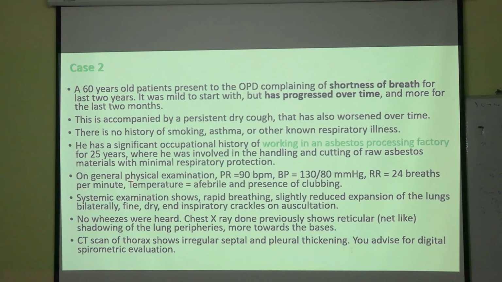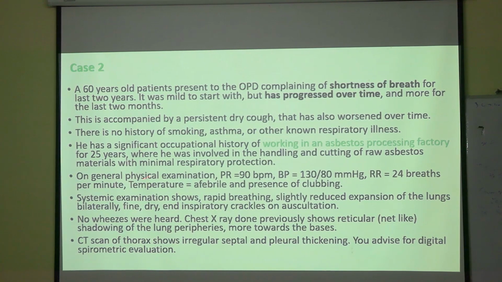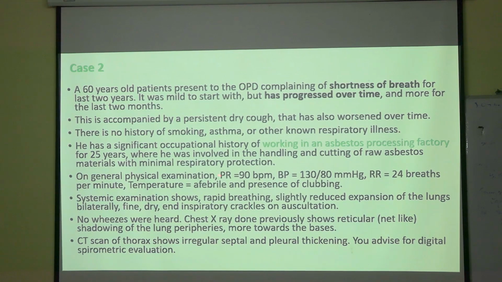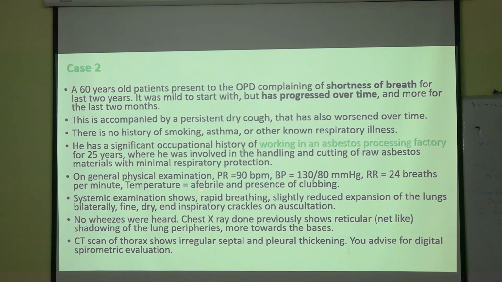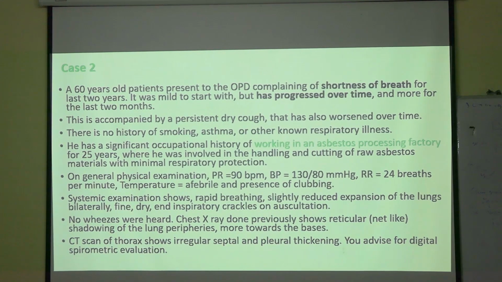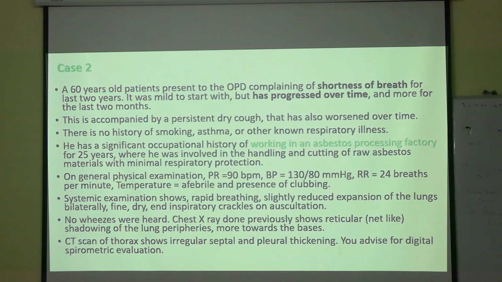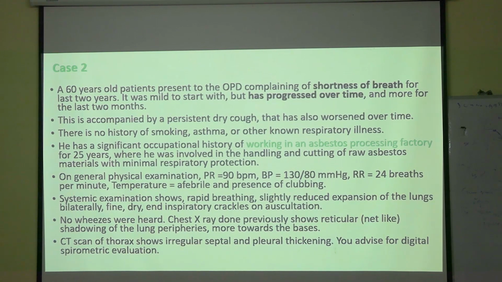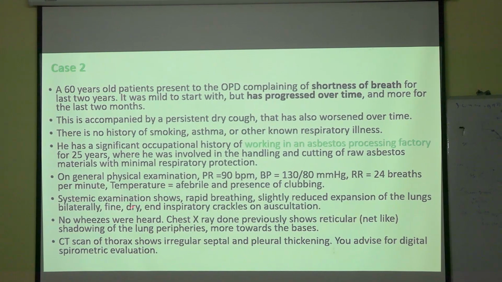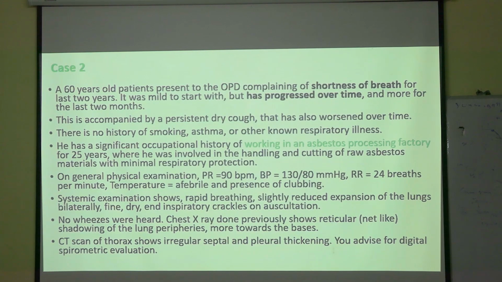Now some general physical examination information: pulse rate 90 beats per minute, blood pressure around 130 over 80 millimeters of mercury, respiratory rate 24 per minute, and the temperature is afebrile, with presence of clubbing. Systemic examination shows rapid breathing, slightly reduced expansion of the lungs bilaterally, then fine, dry, inspiratory crackles on auscultation is another important piece of information given.